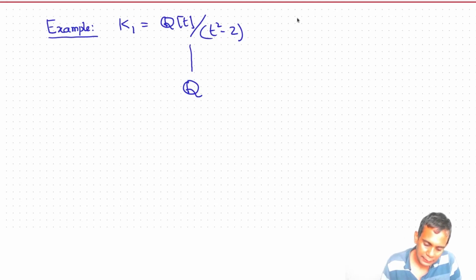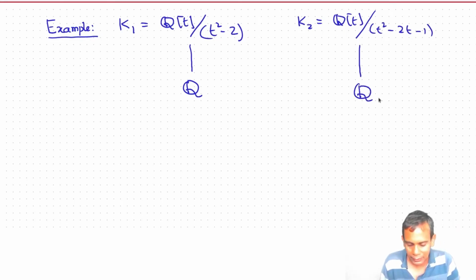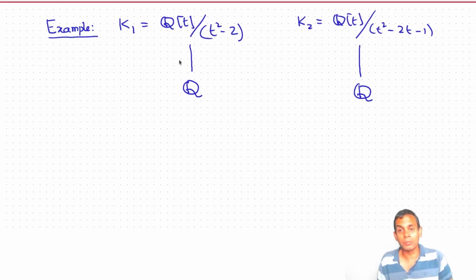And let's construct another one, K2, and let's say this is Q[t] mod a different polynomial, t squared minus 2t minus 1. So this again is an extension over Q. And let's see if we can figure out whether these two extensions are isomorphic or not. Now on the face of it, if you think of these as vector spaces over Q, they both have degree 2, so they could be isomorphic.